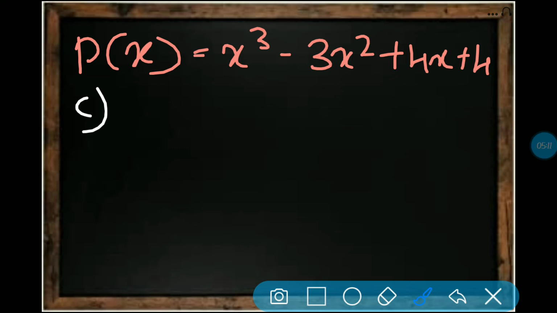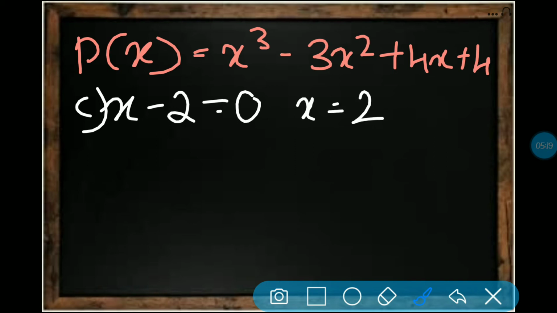C option, we will check. Okay, I'll show you with x minus 2. So x minus 2, normally g of x is equal to 0. So x is equal to 2, right? So now wherever you find x in this equation, you will put it there, right?